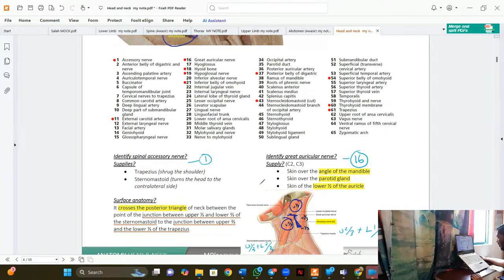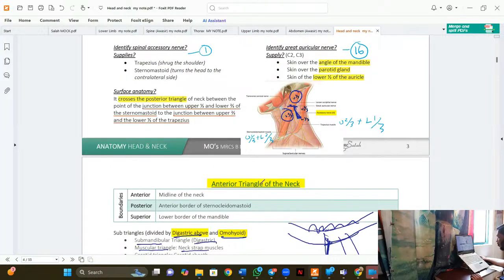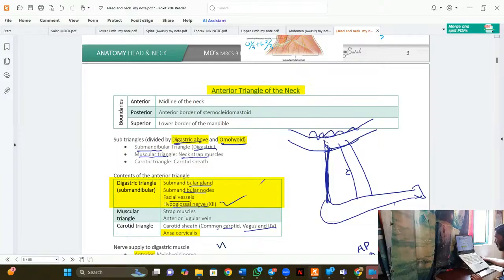Okay. So the anterior triangle of the neck is called the digastric triangle. We know the boundary and the content, mainly the content. Anterior triangle, what are the contents? We have submandibular gland, submandibular node, and submandibular ganglion also, I think, and facial vessel, hypoglossal nerve.